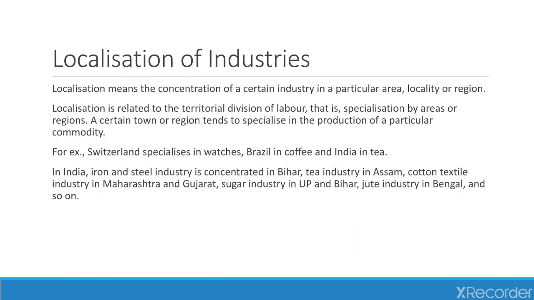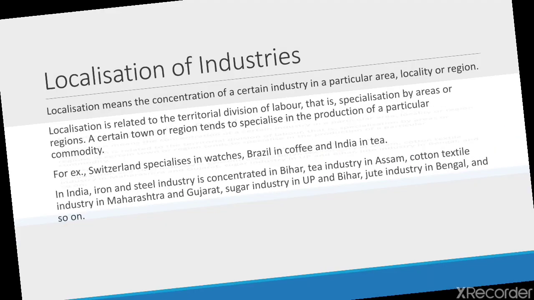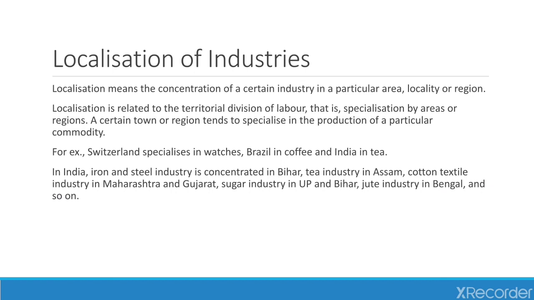Localization of industries. Localization means the concentration of certain industries in a particular area or locality or region. Localization is related to a territorial division of labor, that is, specialization by area or region. A certain town or a region tends to specialize in the production of a particular commodity. For example, Switzerland specializes in watches, Brazil in coffee, India in tea.